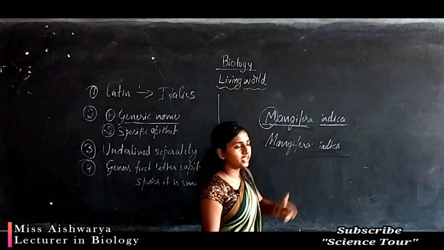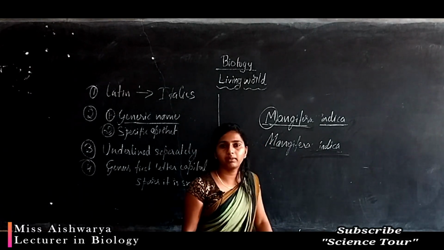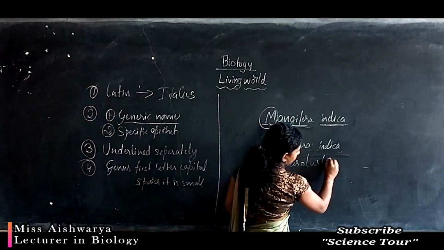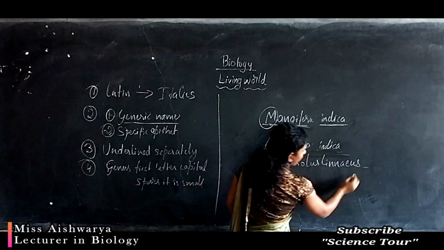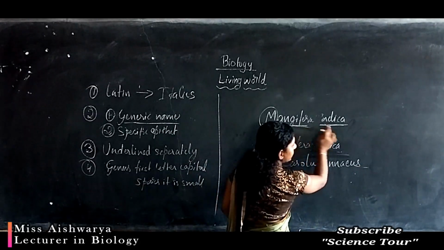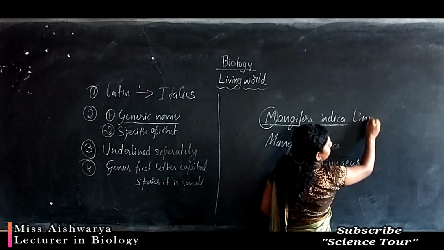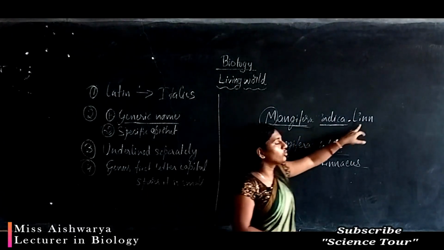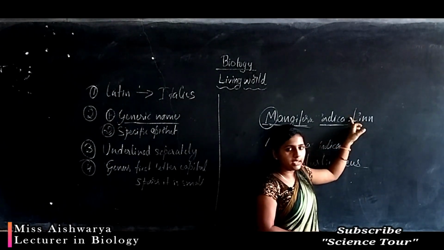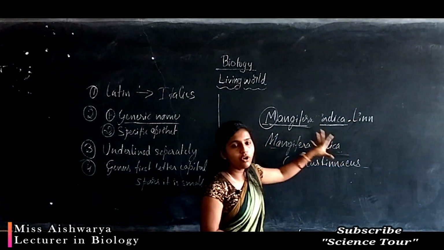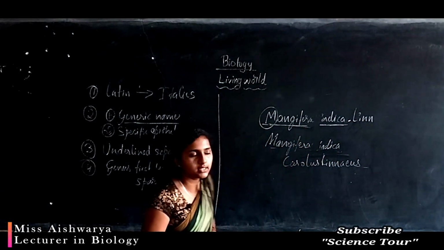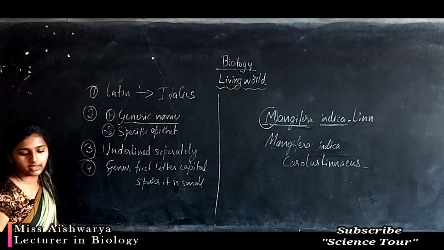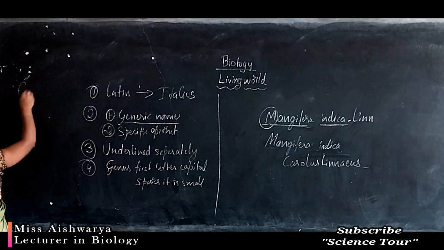Here, Mangifera indica, that is mango, the scientific name was identified by Carolus Linnaeus. So after this name you have to add Linn. After the scientific name you have to add the author name in abbreviated form. This is also followed in the scientific naming system. Next we'll move to one more concept, that is classification.